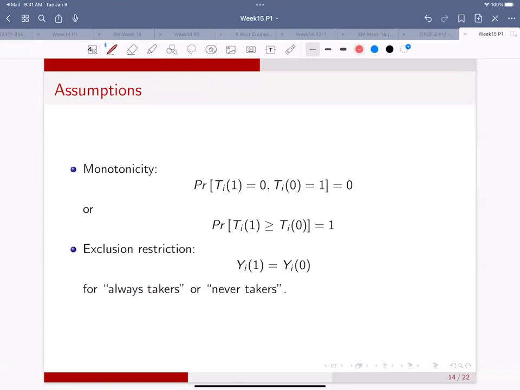So maybe we need some simplifying assumptions. The first assumption is called monotonicity. Basically, it means you cannot have, what is the characteristic of this? If g equals 1, t equals 0, or g equals 0, t equals 1, this is a defier. So the probability of a defier is 0. That means there's no defier. There maybe exists 0.1% of people who can do that, but that's probably not significant. So we just ignore this extreme. There are always some strange people, but we just ignore them for our analysis. So that's the monotonicity.